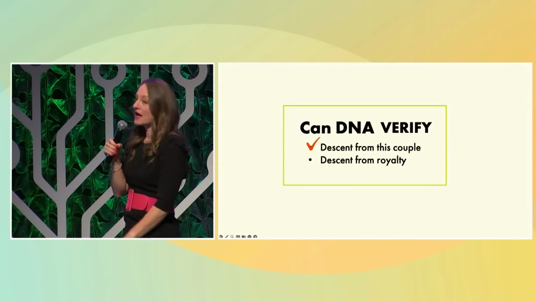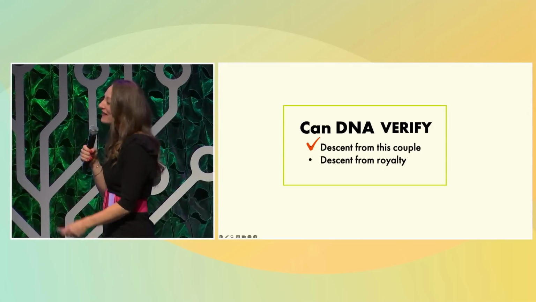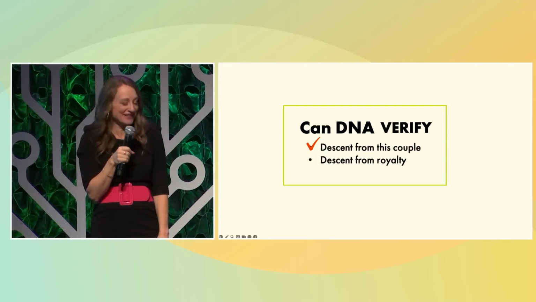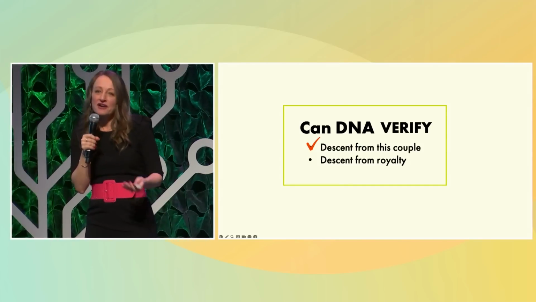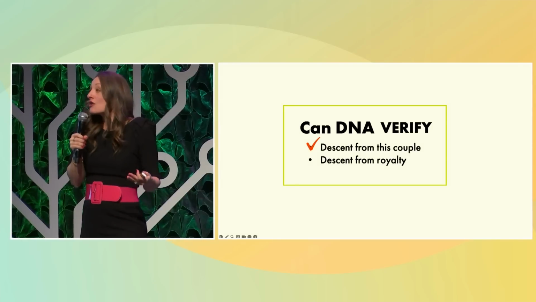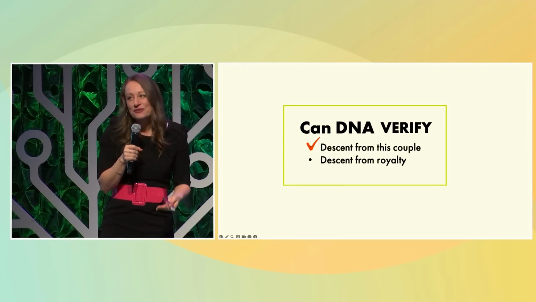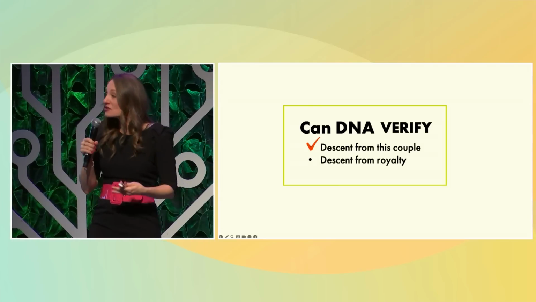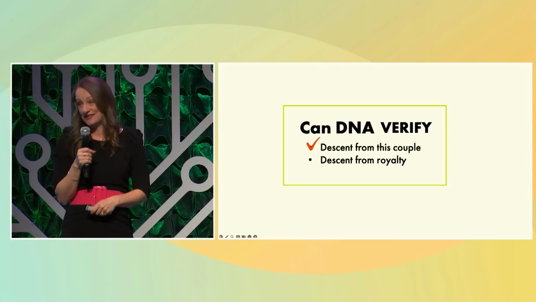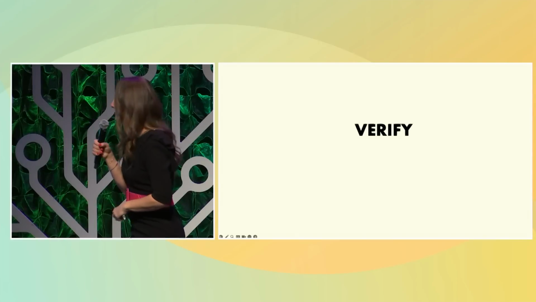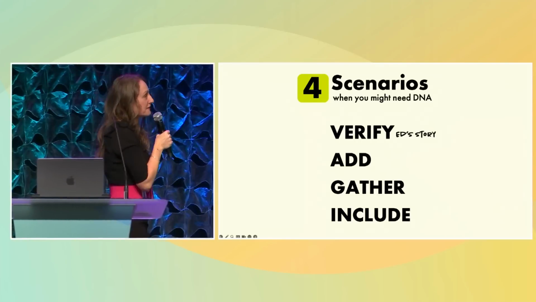So that's a check. What about this whole descent from royalty thing? Well, I asked Ed, and he's like, yeah, no. That was made up, right? Now, could DNA help verify descent from royalty? Well, it could if royalty has been DNA tested, right? And that's the thing. Your research success is entirely dependent on who else has tested. So, verifying your family history is something you might want to do with this information.